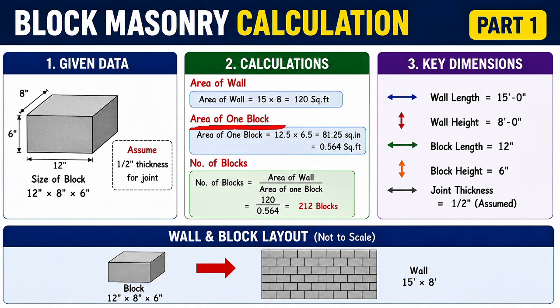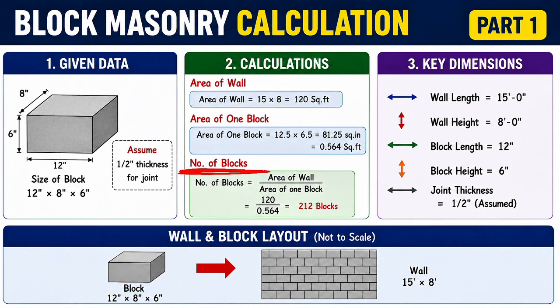Now calculate the area covered by one block including mortar joint. Block length including joint is 12 plus 0.5 inches. That is 12.5 inches. Block height including joint is 6 plus 0.5 inches. That is 6.5 inches. Area of one block is 12.5 multiplied by 6.5. That gives 81.25 square inches. Converting into square feet, area of one block becomes 0.564 square feet.